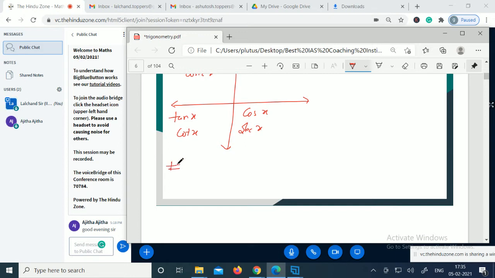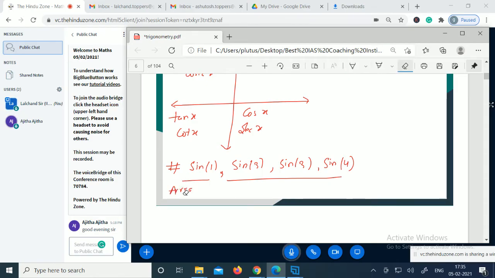If I write sine 1, sine 2, sine 3, and sine 4, arrange the above values in ascending order. Can you solve this question?